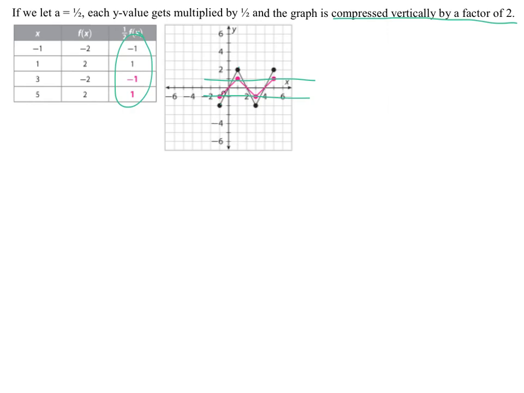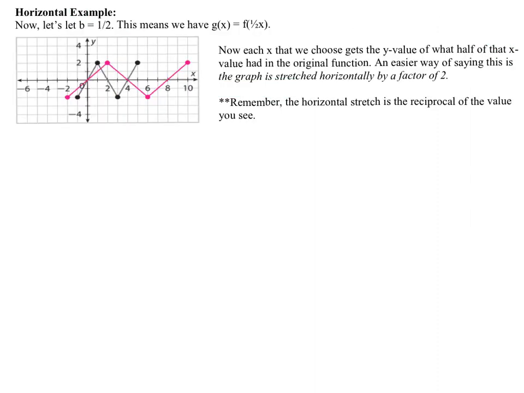Sometimes you might see someone say compressed by a factor of 1/2. Just know if they use the word compress and half in the same sentence, they're still using their a value as 1/2. They're just thinking about, okay, a is 1/2. So it's compressed vertically by 1/2. You could say by a factor of 2 or by 1/2. Either one makes sense. And then the horizontal works opposite from the vertical.